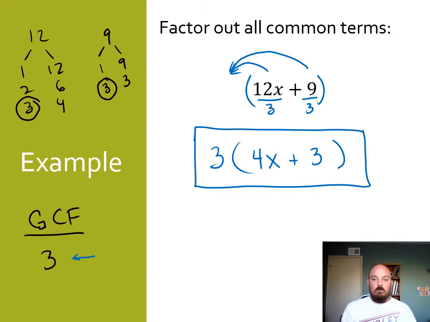But remember, you have that problem at the beginning. You have to decide what to divide by. You have to find the GCF, or the greatest common factor, to decide what to factor out.